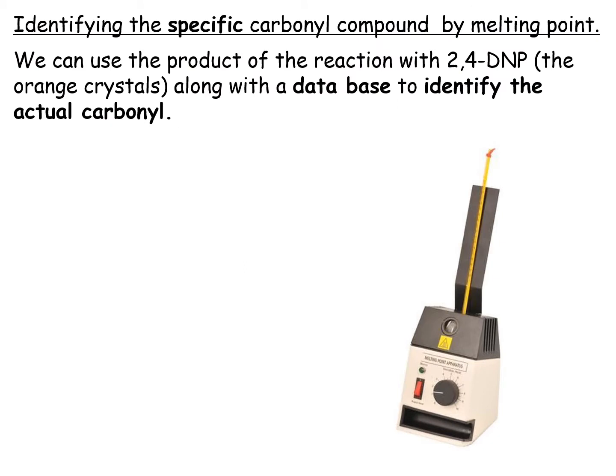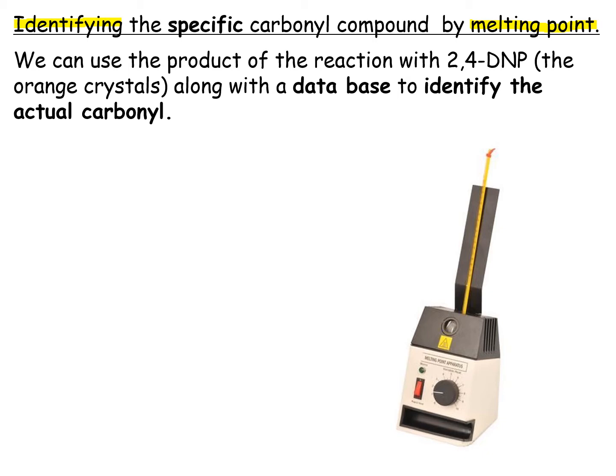So we've got our orange precipitate. We know it's a carbonyl compound. That was our simple chemical test with the 2,4-DNP. Now we're going to do some further analysis to identify the specific carbonyl compound. And this is going to involve measuring melting point. Now, measuring melting point is a skill that you will do in the practical endorsement later in the year.